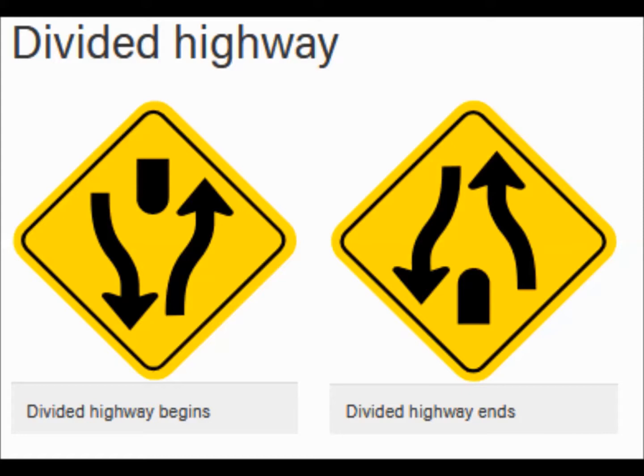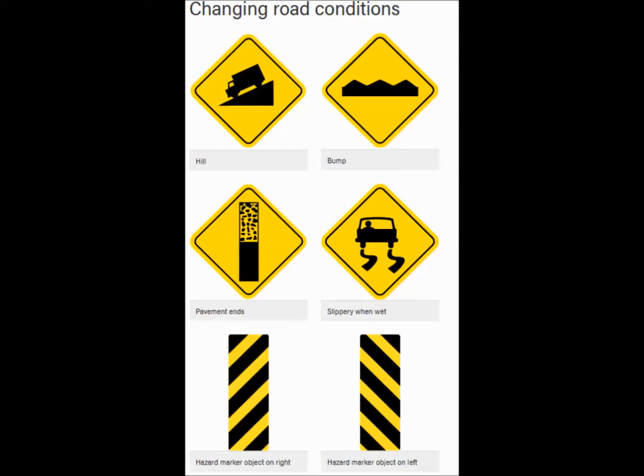Image description. A yellow diamond with a black border. There are two arrows and a black block. The arrow on the left is going down. It starts close to the center, then curves left and goes down again. The arrow on the right is going up. It starts out, curves into the left, then continues up. Between the two at the bottom is a black block. Divided highway ends. Changing road conditions.